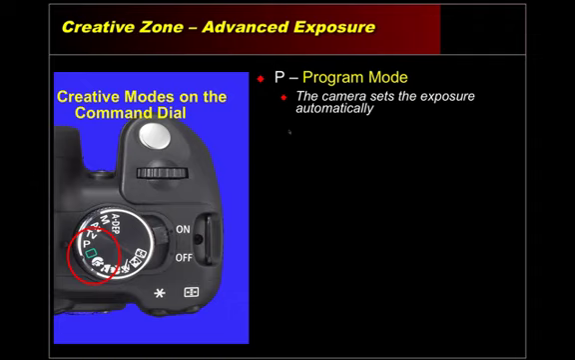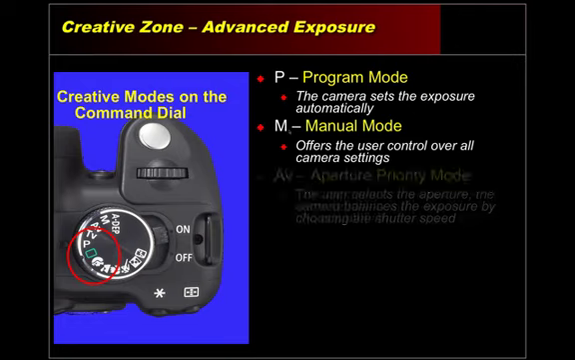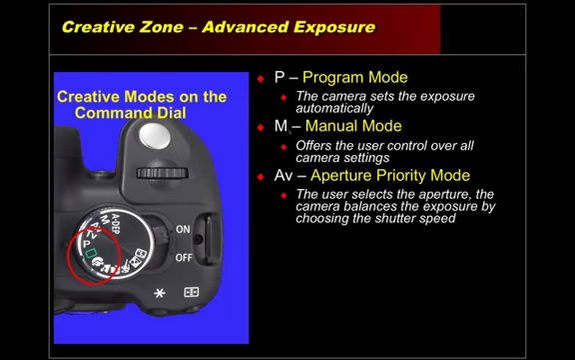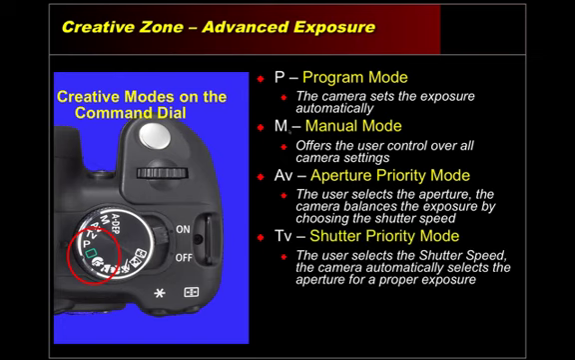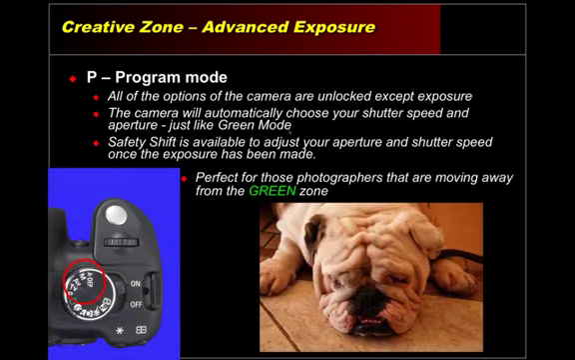Well, P, when you put it in P, the camera sets the exposure automatically. M basically offers the user control over all of the camera settings. AV has to do with aperture priority mode. So here the user selects the aperture that you want to use, and then the camera balances this exposure by choosing the right shutter speed. TV is sort of the opposite, where the user selects the shutter speed and then the camera automatically selects the right aperture. And A-DEP stands for depth of field mode. Similar to P mode, only the camera now shoots for depth of field.